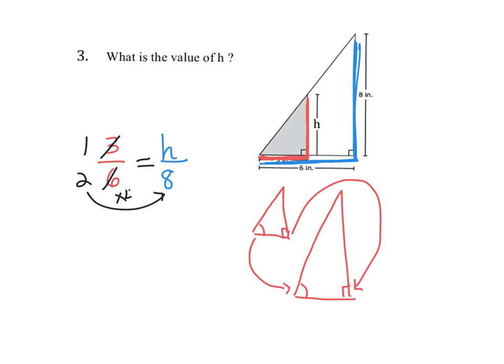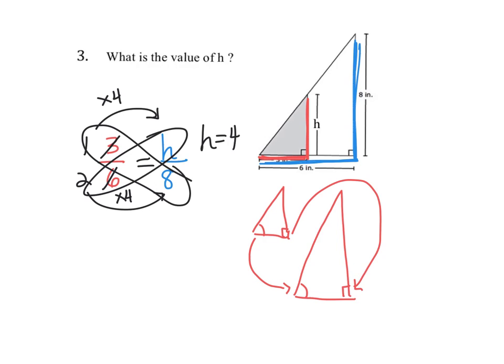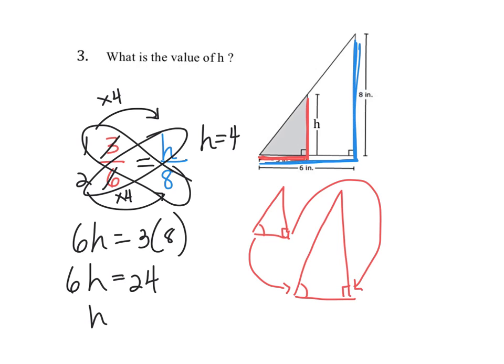If you do it this way, h is equal to 4. If your teacher tells you that you must find the cross products, you can use that method. The height of the smaller triangle would be equal to 4 inches. Now you try question number 3 on your homework assignment.